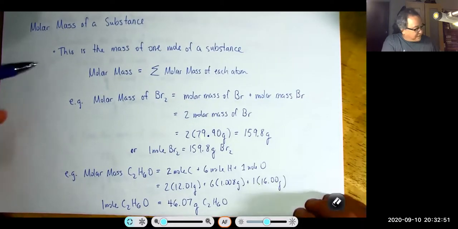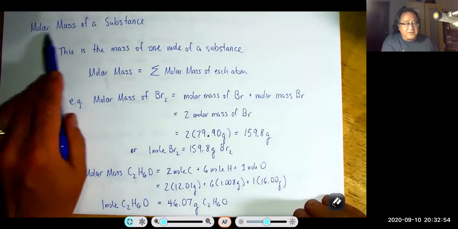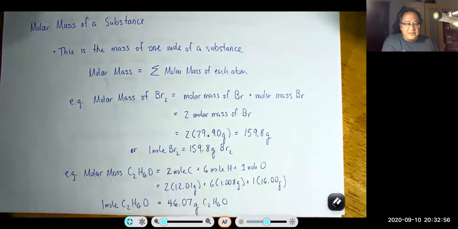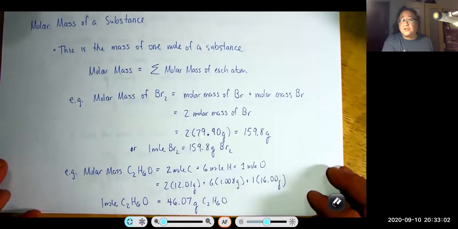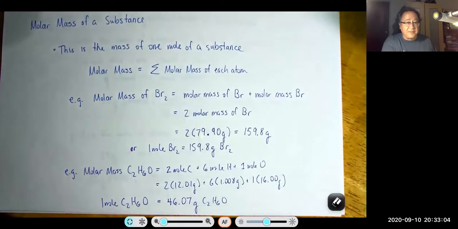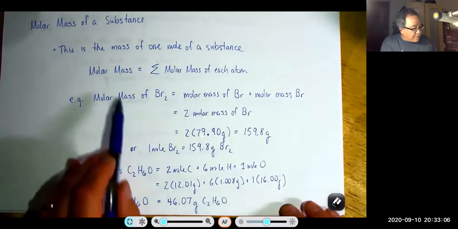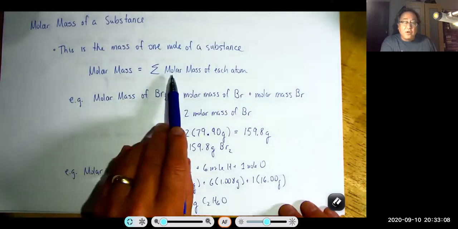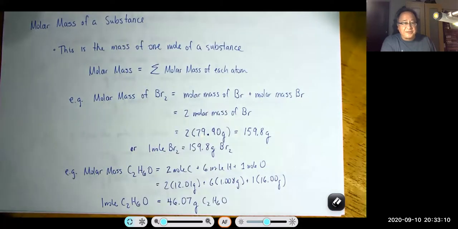Oh well. So let's look at molar mass of a substance before we go into using these for calculations. This is the mass of 1 mole of a substance, so this is the mass of 6.022 times 10 to the 23rd of something. To get the molar mass of a substance, you sum the molar mass of each atom in that substance.